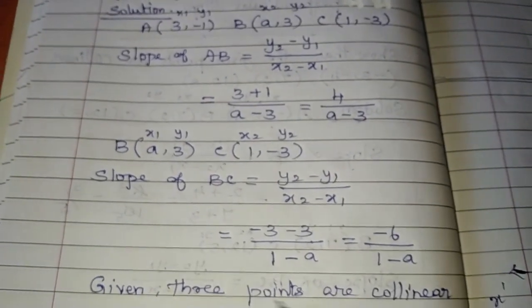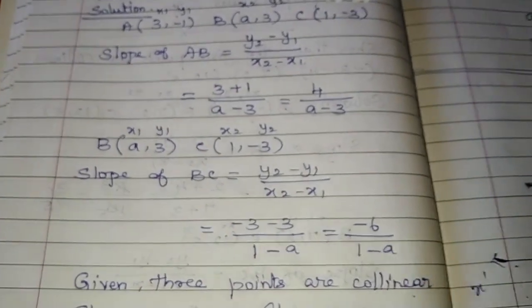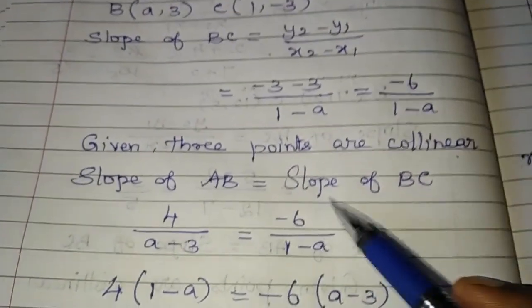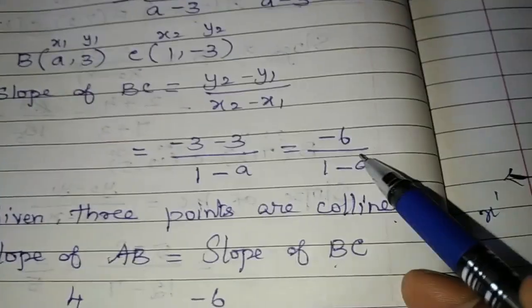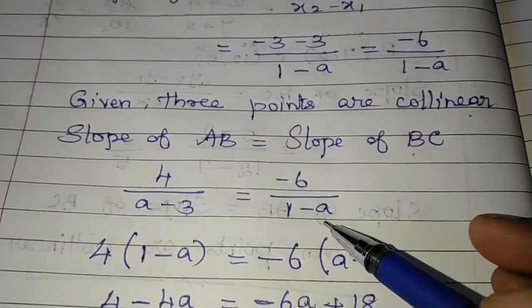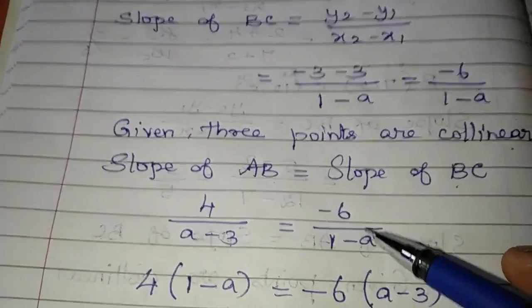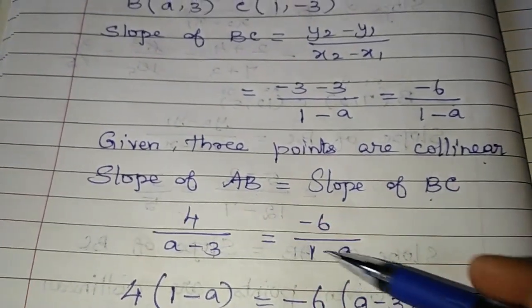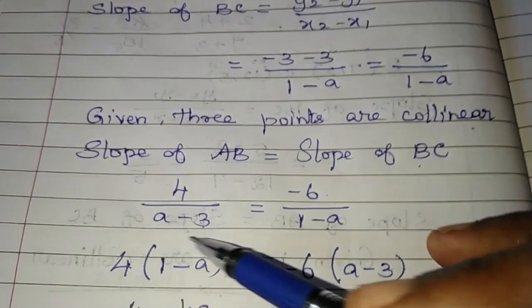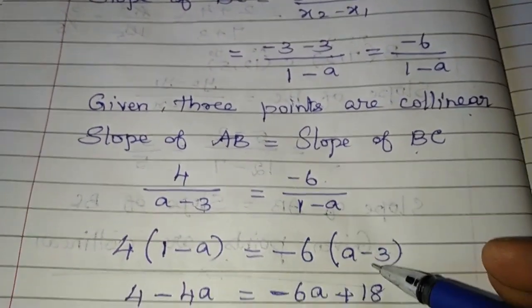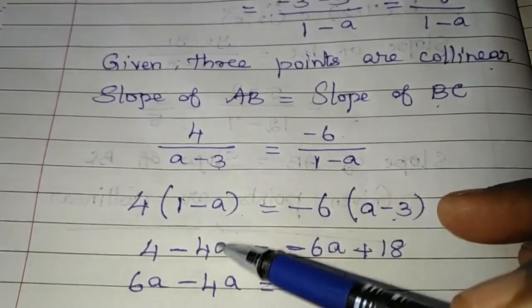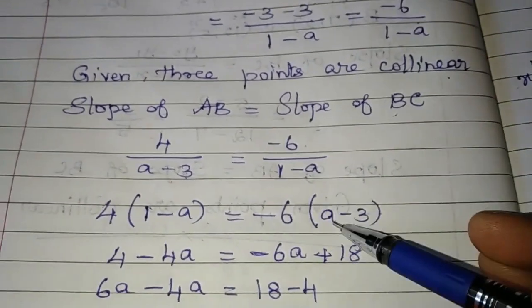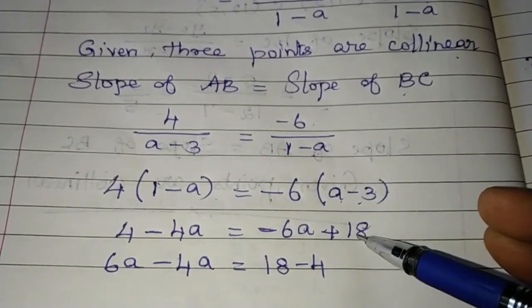Now given 3 points are collinear, the formula is slope of AB equal to slope of BC. AB value 4 by a minus 3, BC value minus 6 by 1 minus a. These two are equal. Now cross multiply: 4 into 1 minus a, minus 6 into a minus 3. Minus 6 into a minus 3 multiplied by 4. 4 minus 4a. Here minus 6a plus 18.